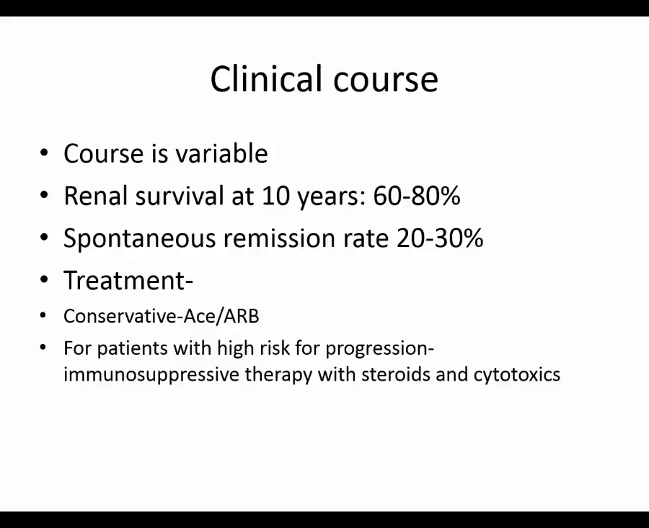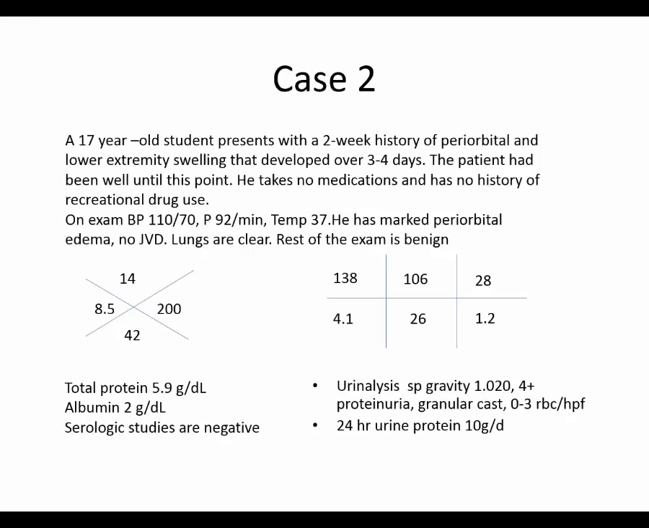It's pretty aggressive. The cytotoxics that we use are cyclosporin and Cytoxan, and again, not very simple to treat, but a lot of them do respond. But again, we don't treat every membranous patient. Renal survival is usually good, at 10 years about 60 to 80% in these patients, with or without treatment, especially for the low risk group.